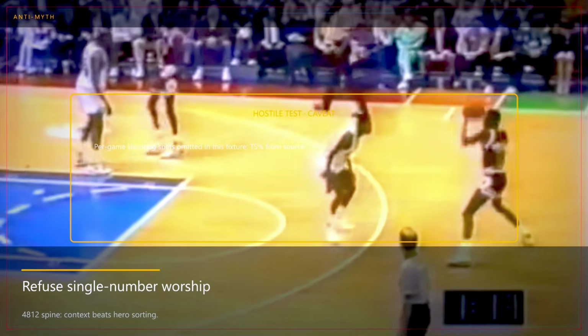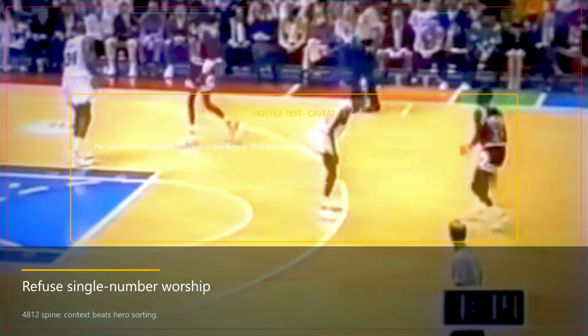The 4812 engine's spine is almost boring on purpose. It wants to avoid single-number mythology. Not because numbers are evil, but because hero worship loves taking one column and sorting it ascending. A fixture sample forces you to print the caveat rows right beside the crown rows. That is the sibling ethic of a good documentary. You have to show the duct tape on the lens.